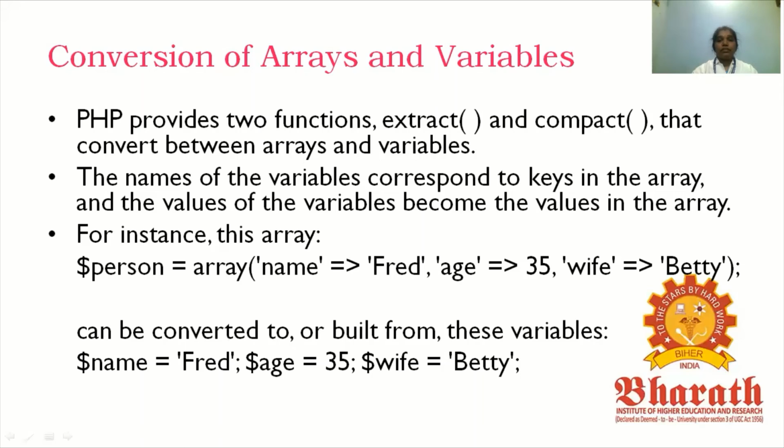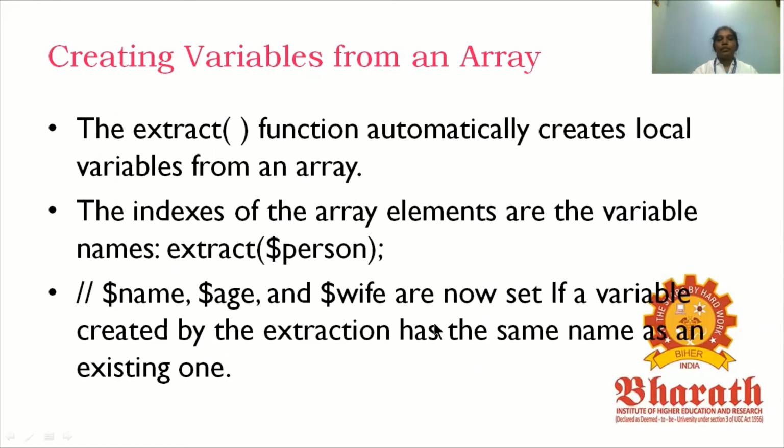See the example here. $person is an array of name. This is an associative array, so it can be converted to or built from these variables. See, these are the keys, and they will be converted into variables. $name is equal to 5, $age is equal to 35, $wife is equal to, like that, it can convert.